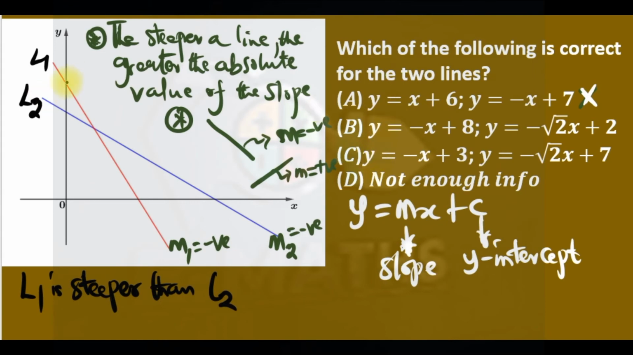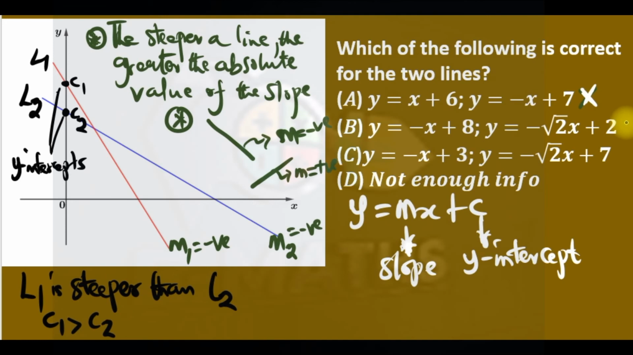If you look, these are the y-intercepts. If we call this C1 and this C2, C1 must be greater than C2. That's another thing. Looking at these two, which one is greater?